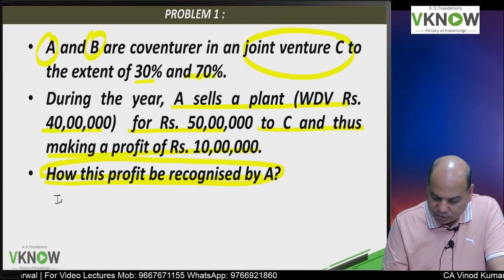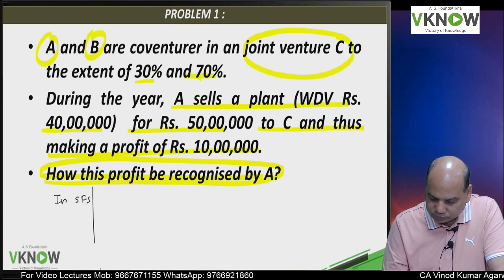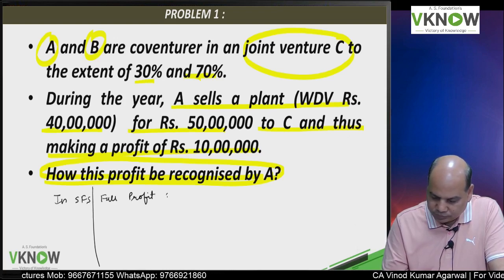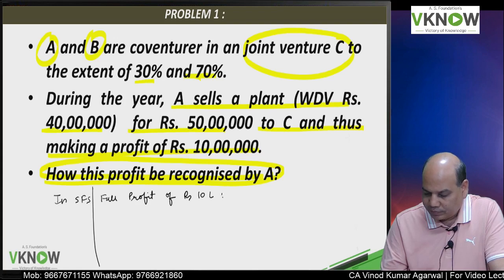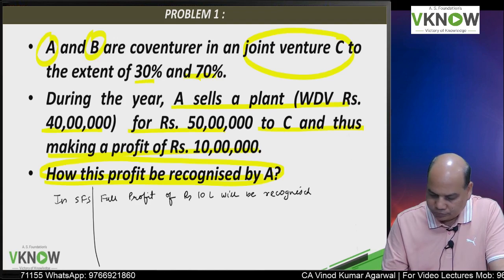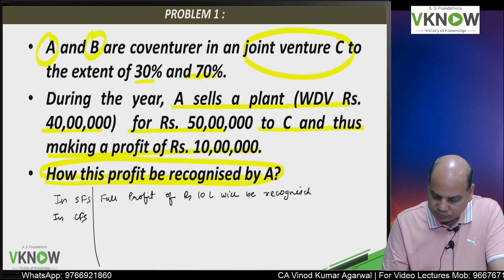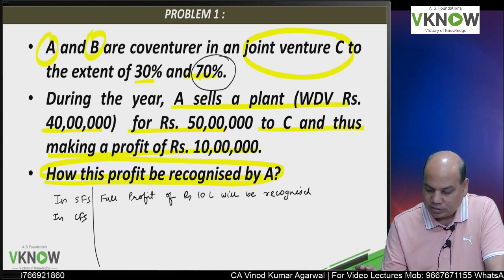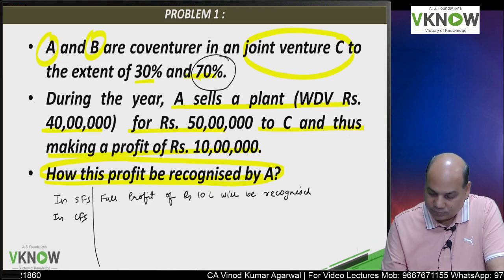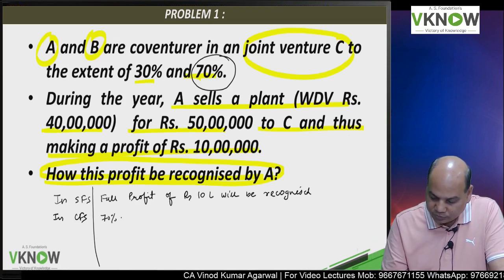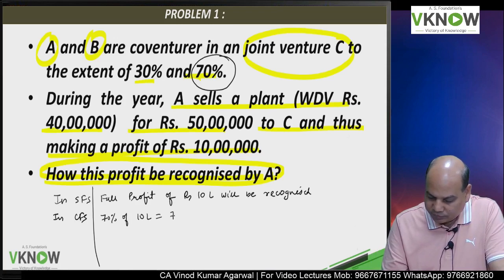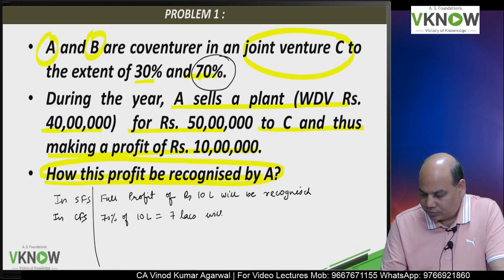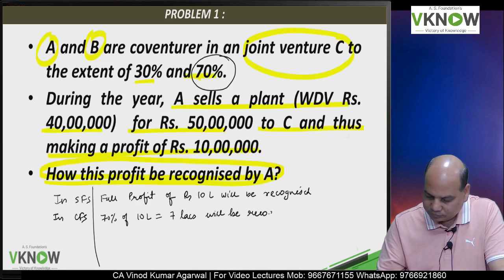So our answer will be in SFS, full profit of rupees 10 lakh will be recognized, and in CFS, what is the share of other party? 70%. So in CFS, 70% of 10 lakh, 7 lakhs will be recognized.